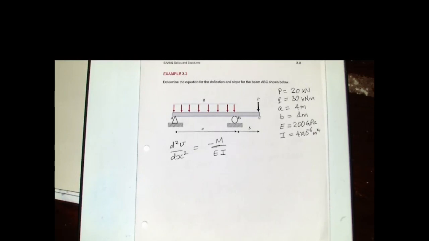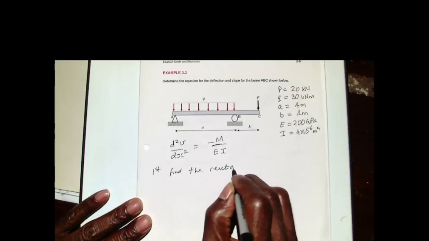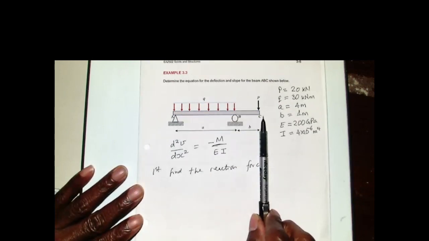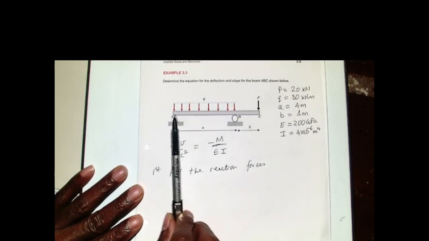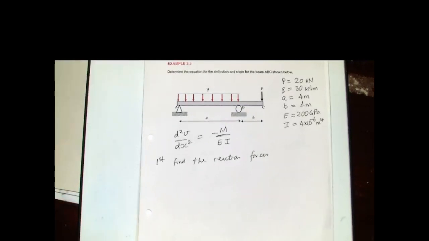And we've done this a few times now. So we're going to start by finding the reactions. Because we have two simple supports, we want to find the reaction forces, and from there we can find the equation for the bending moment. We need two bending moment equations because the loading on this section of the beam is not the same as the loading on this section. So we need the bending moment equation for section AB, and another one for section BC. So let's find the magnitude of the reaction forces.